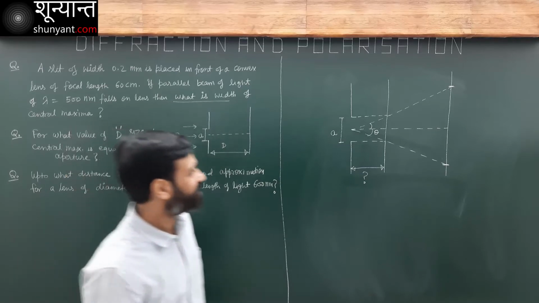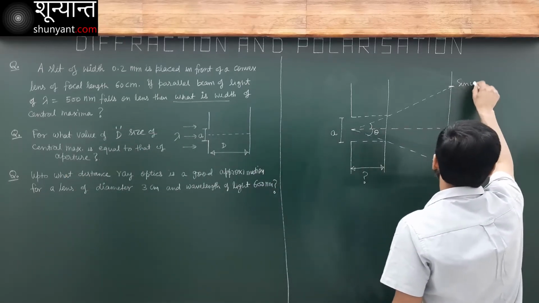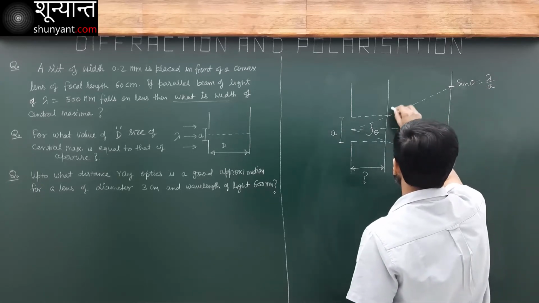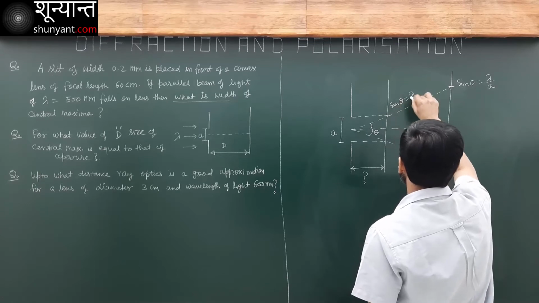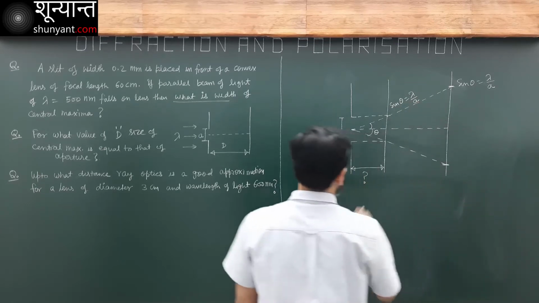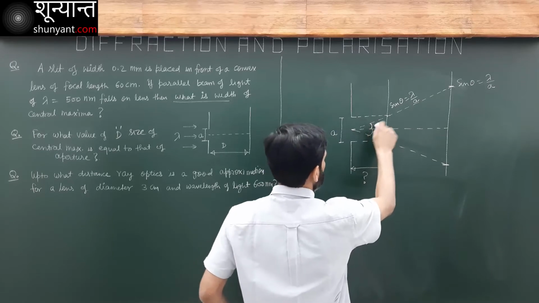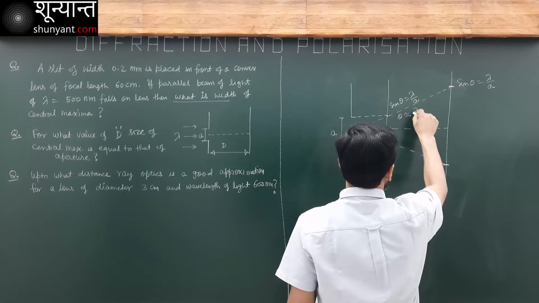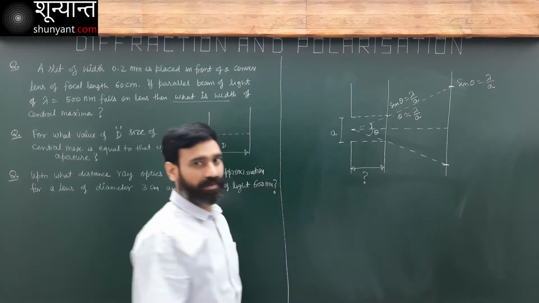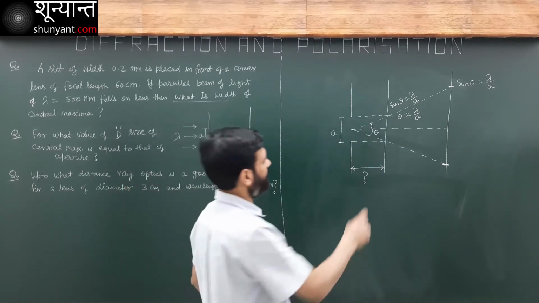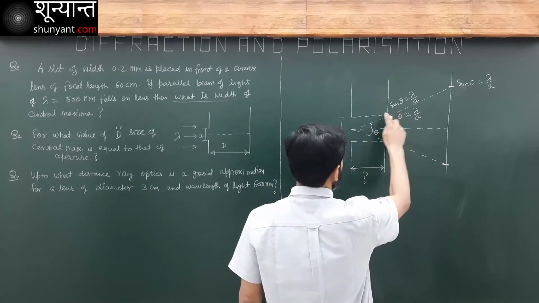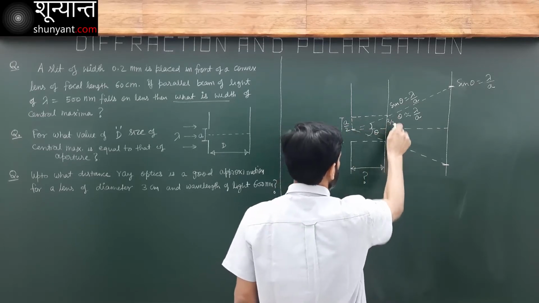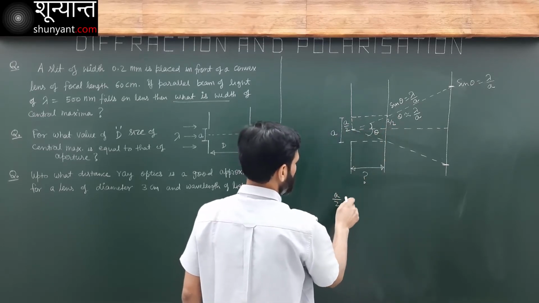Okay. Now what is sine theta? Sine theta here is lambda over A. Here also sine theta is lambda over A. Now this distance is D. So I can write it as theta is approximately lambda over A. Now, what will be this distance? This is A by 2. This also is A by 2. So I will write A by 2.